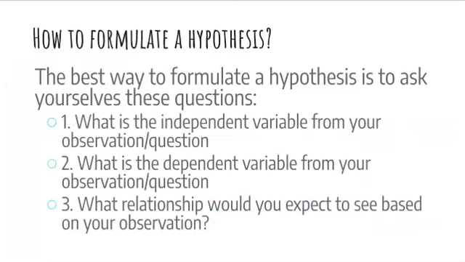So how can you make a hypothesis? How can you formulate a hypothesis? So first you have to identify your independent variable from your observation. Second, you have to think about your dependent variable. And then third is what is the relationship you expect to see, right? Because there's always going to be a relationship.